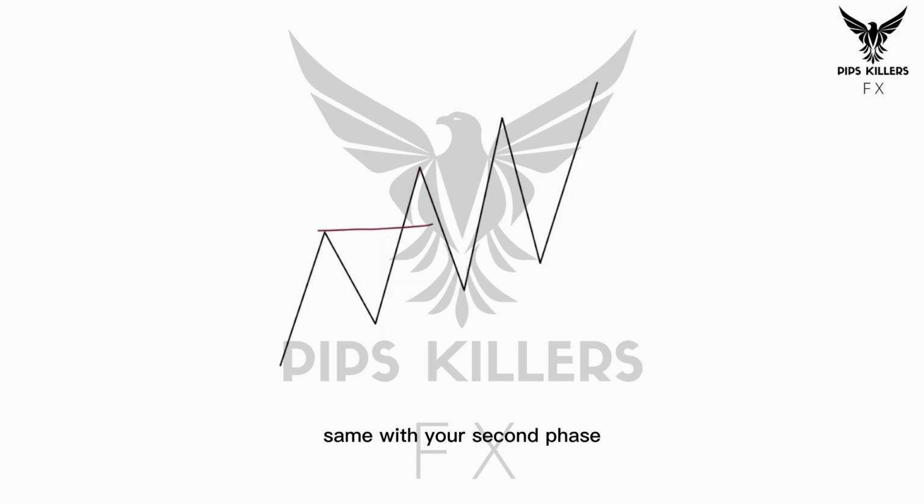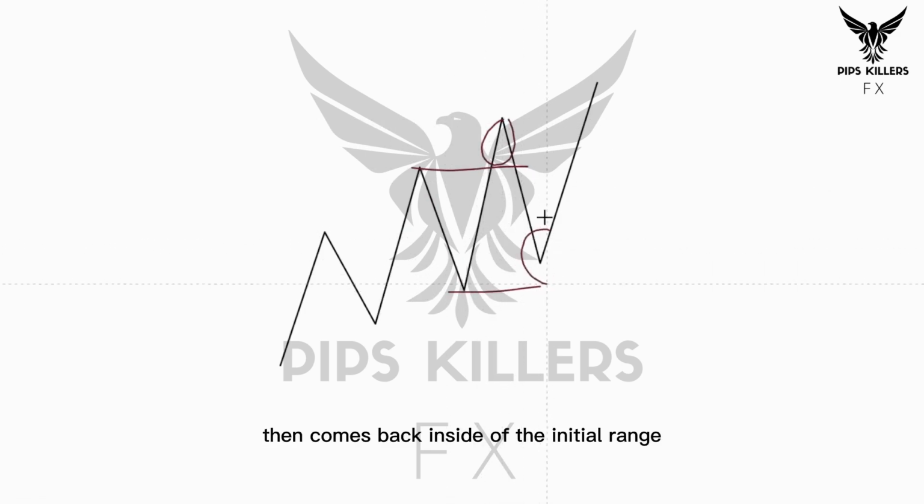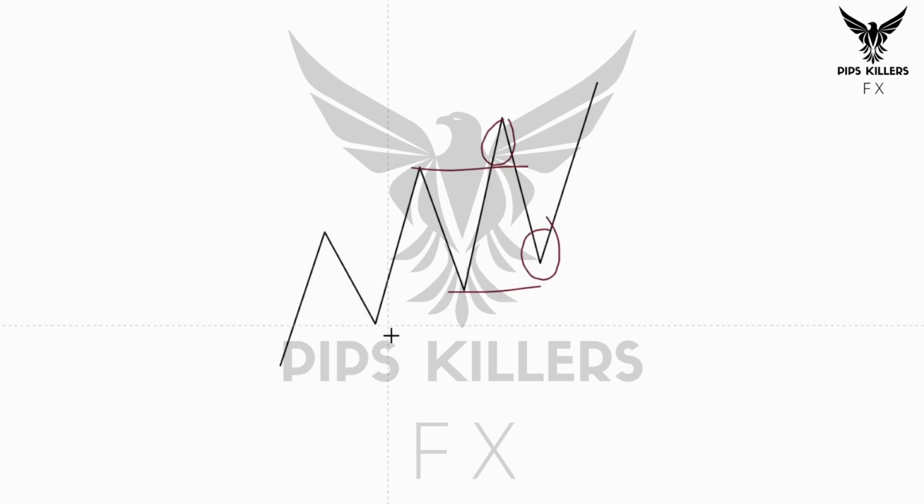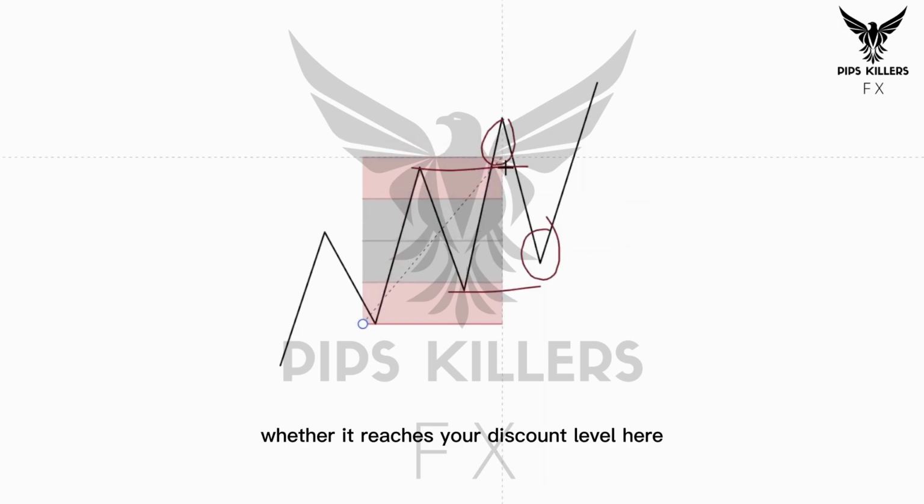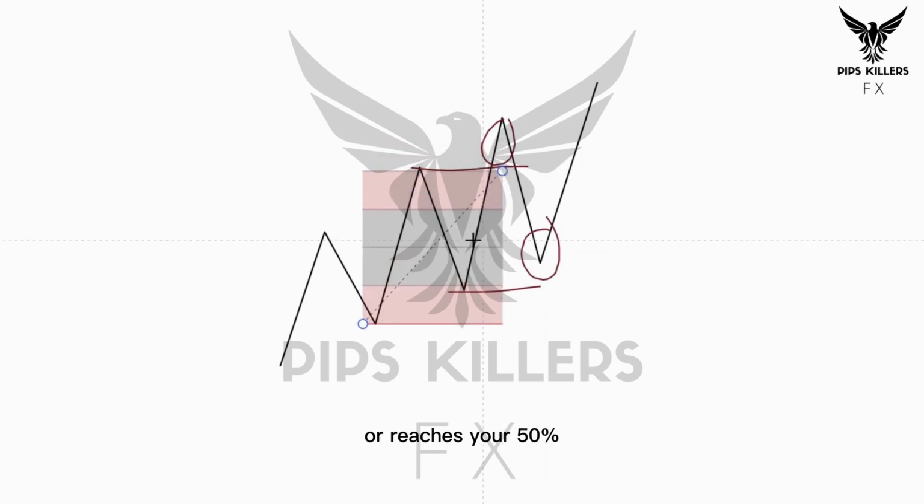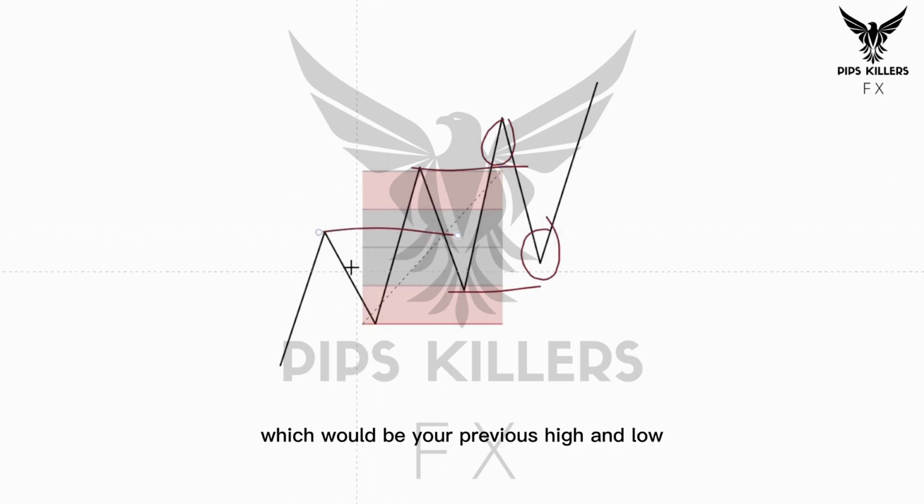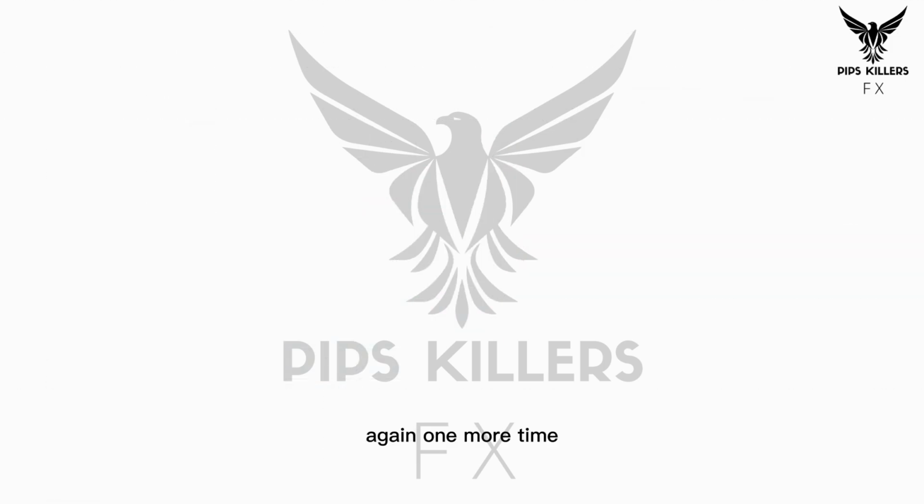Same with your second phase. Price breaks structure, then comes back inside of the initial range. And whether it reaches your discount level here or reaches your 50%, as long as it comes back inside of the previous range, which would be your previous high and low, this will be counted as your supply and demand structure. Again, one more time. This is called your supply and demand structure.